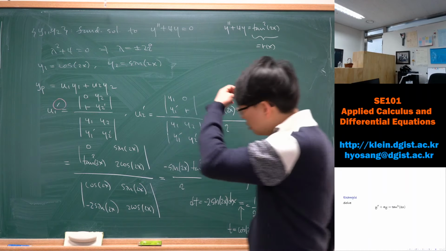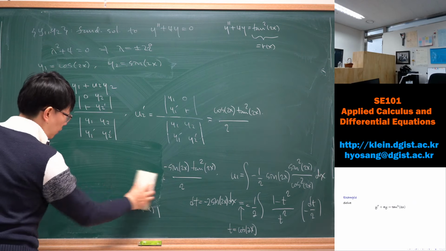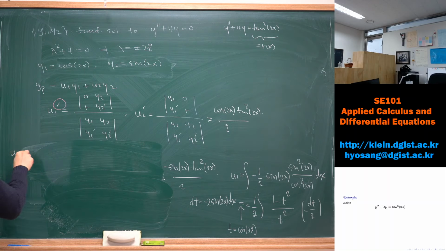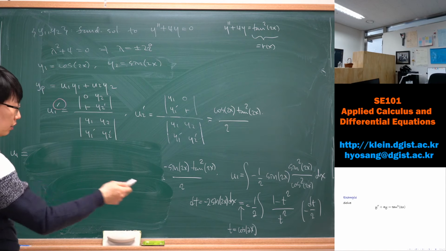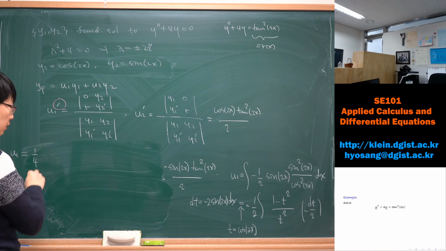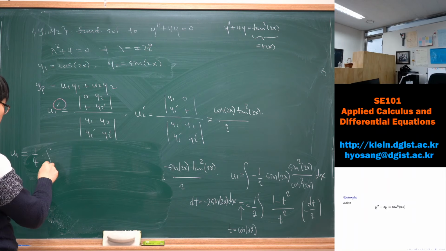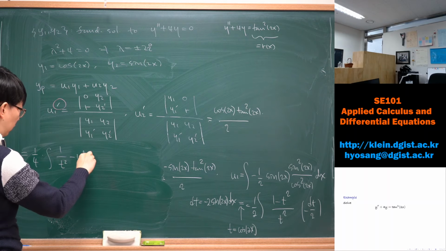So let me write it here. We have u1 equals negative 1 over 4 times the integral of 1 over t squared minus 1 dt.